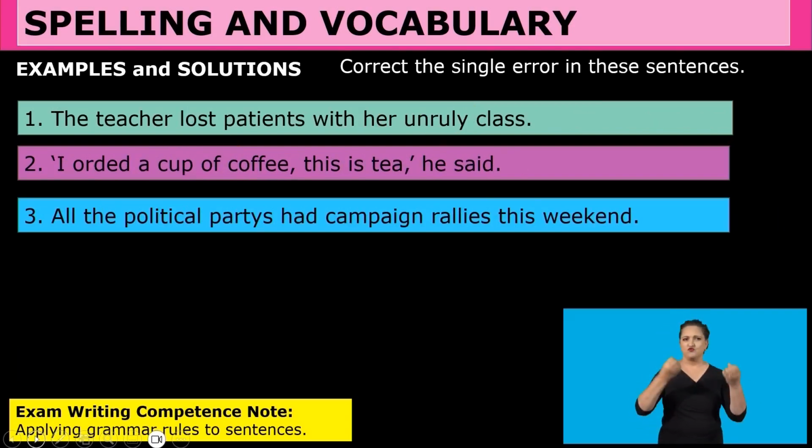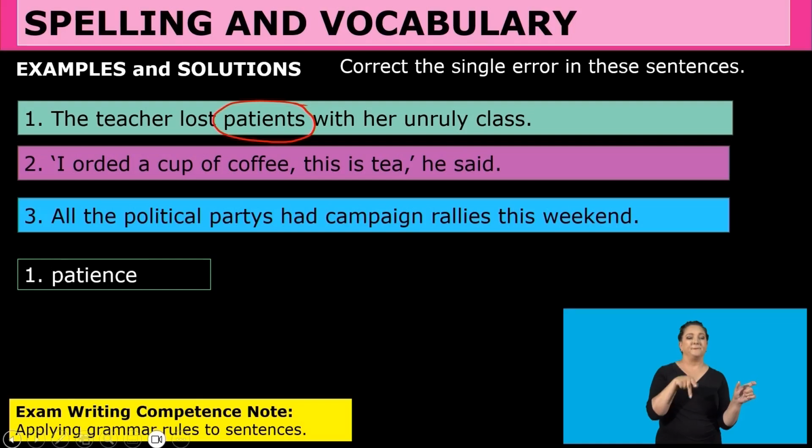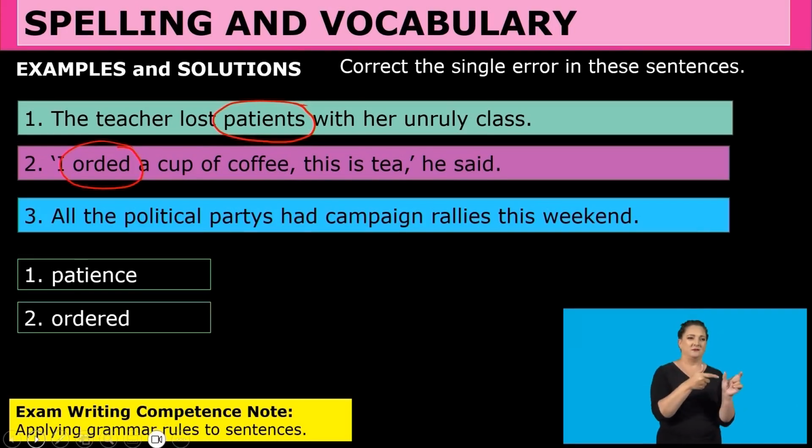The teacher lost her patience with her unruly class. So if you look at the word patience, all right, these are the ones that are sitting in the queues at the hospital or at the clinic, all right. In our response, we see the patience is the virtue that we need to have and not those people sitting in the long queues. I ordered, all right, a cup of coffee. This is tea, he said. So if you look at the word ordered, all right, that is ordered. So let's see if we can get the correct spelling. And there we go, ordered.